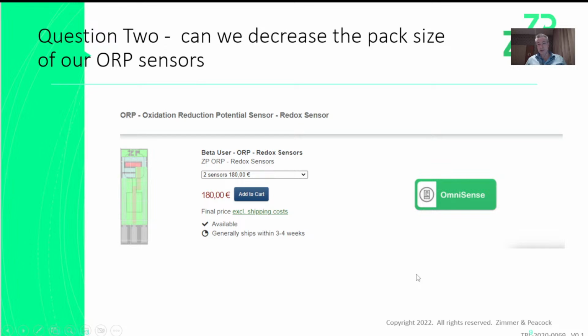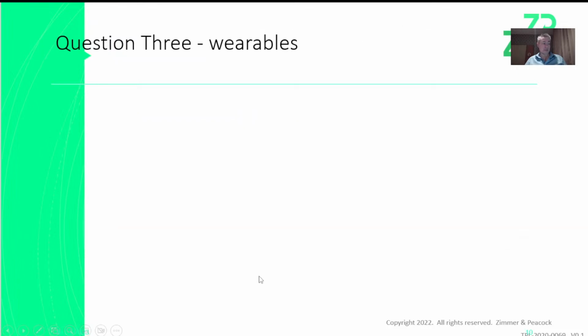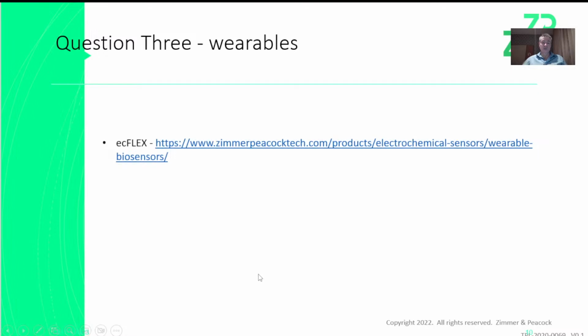This is just a sort of housekeeping exercise. Somebody wanted us to increase the pack size of our ORP sensor, also decrease the pack size of our ORP sensor. We have done that, but I think this question is superseded by another question later on, and I'll deal with that. Question number 3 is really about wearables.